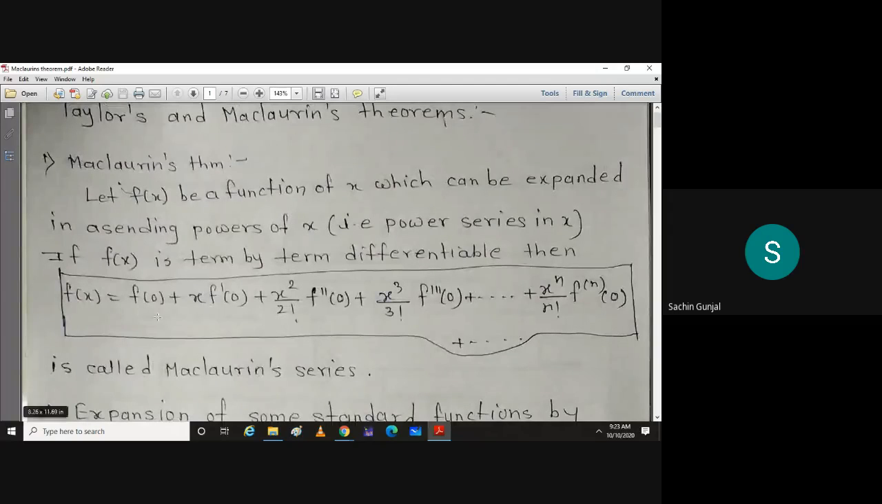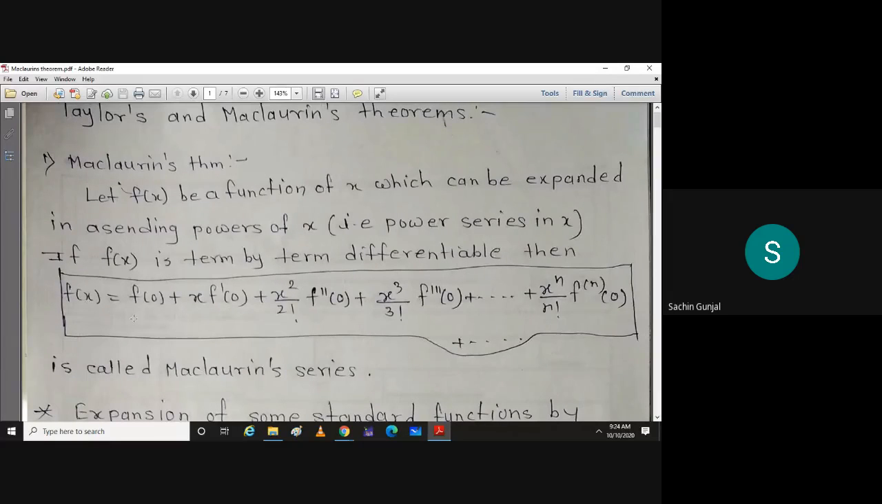He has done this calculation: f of 0 plus x into f dash 0 plus x squared by 2 factorial and so on, considering one function f of x. Then he calculated the sum of this side, the right hand side, and he checked that the same number is there on the left hand side if you substitute that value here.